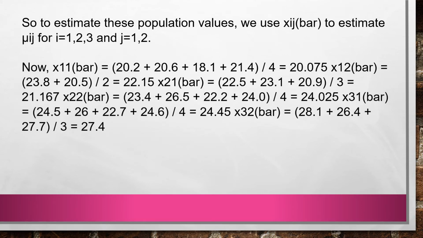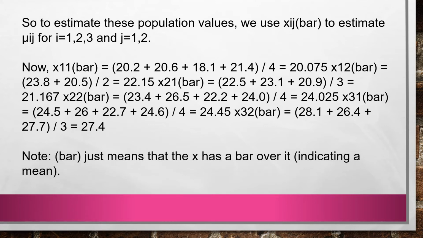So this is the data gathered, so I will not go through it one by one, you can see it there. So x-bar_11 is 20.2 plus 20.6. These are the values for the females, and then the ones for their weight categories. Bar just means that x has a bar over it, indicating a mean.